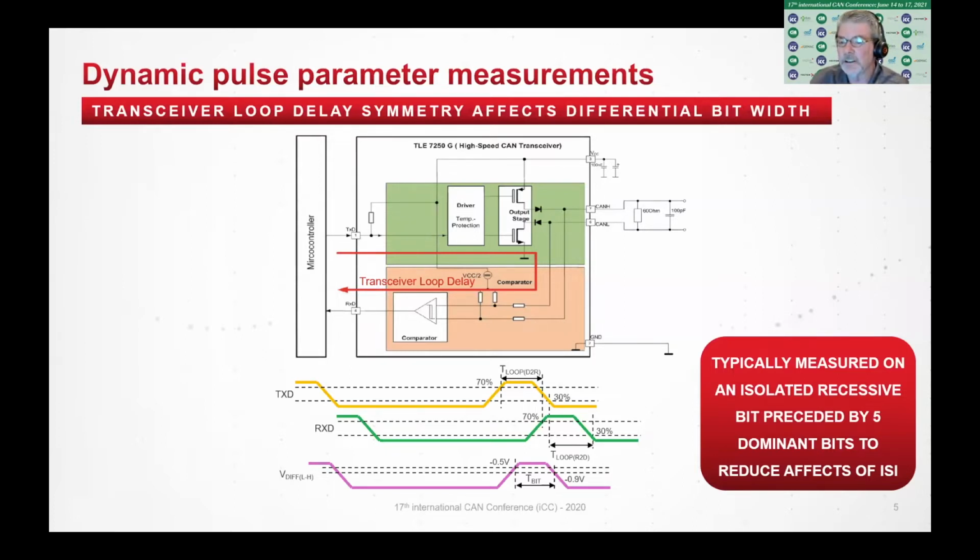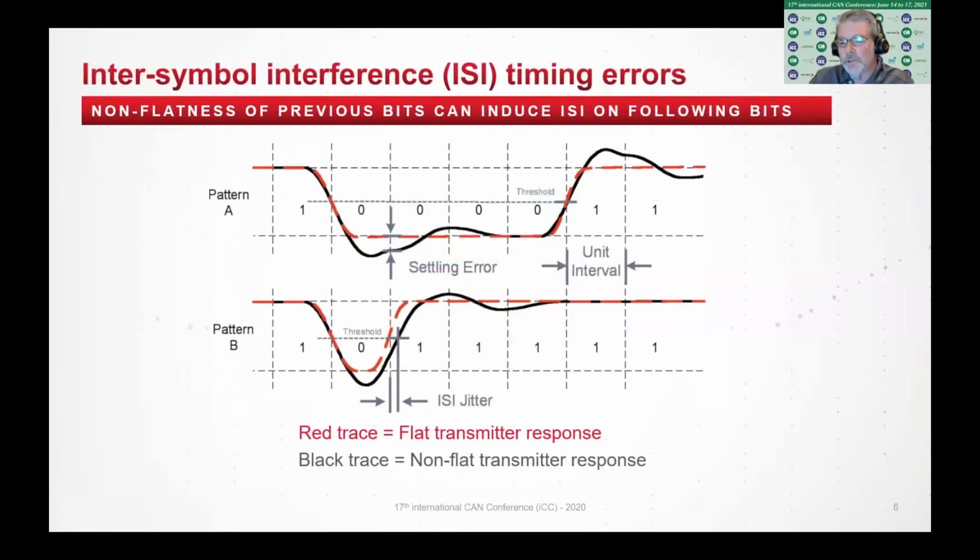So let's take a look at a diagram that I think illustrates this. Here we show 2 different patterns. The pattern on the top, pattern A, is 4 dominant bits. Then we have 2 different signal cases. The black trace represents a signal that has some overshoot and ringing, perhaps some reflections. The red trace represents a very flat response. If we look at the timing of the rising edge, dominant to recessive, the timing of those 2 signals is virtually the same.